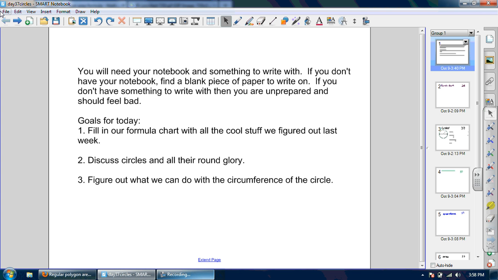So our goals for today. We're going to take our formula chart, which we titled, but we didn't actually do anything with, and we're going to fill in everything that we did from last week. Once we finish with that, we're going to talk about circles, which will be our last two-dimensional shape that we discuss in here. And then we'll just do some extra stuff with circles. Okay? So let's go ahead and get started.